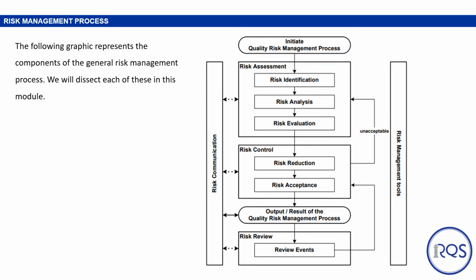The following graphic represents the components of the risk management process. We start out with initiating the risk management process, then we go through risk assessment, where we identify, analyze, and evaluate risks. Then we get into risk control, where we try to reduce the risks, and then we decide whether the risk is acceptable or not. And then we have an output of the risk management process, which is usually like the risk management report. And then we have the risk review, where we review different events that may occur, and then see if there's any type of controls or what have you that we need to implement. We will dissect each of these in more detail shortly.